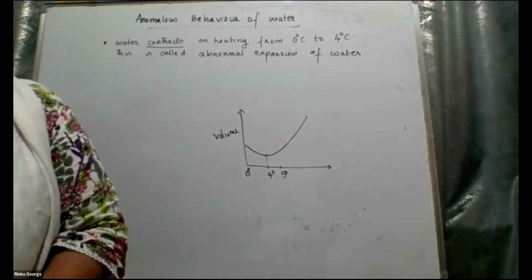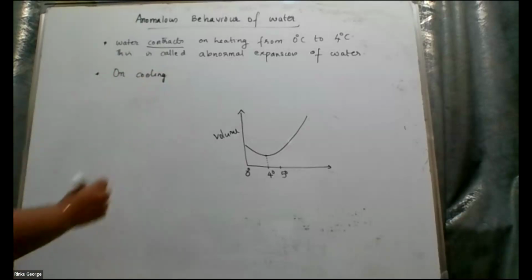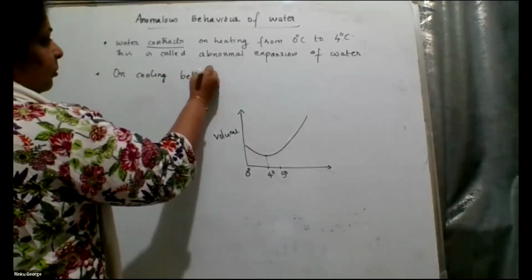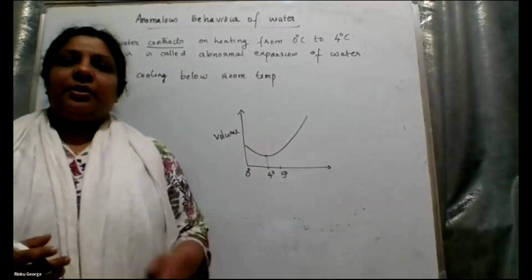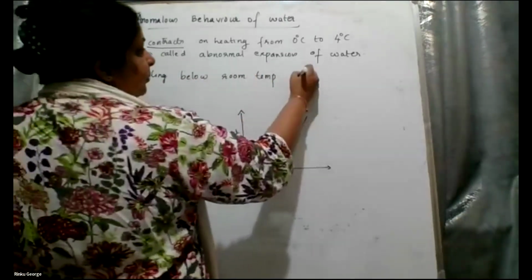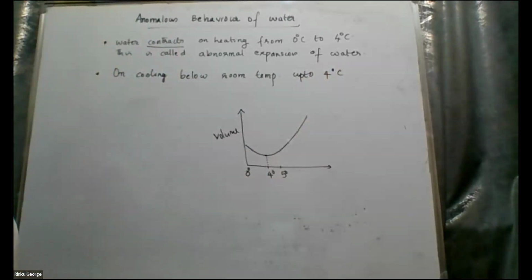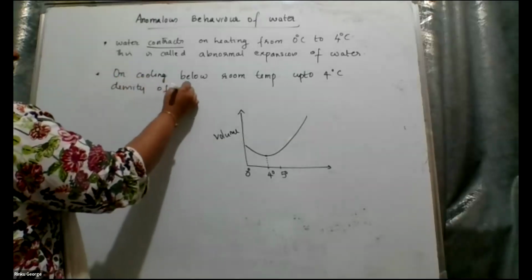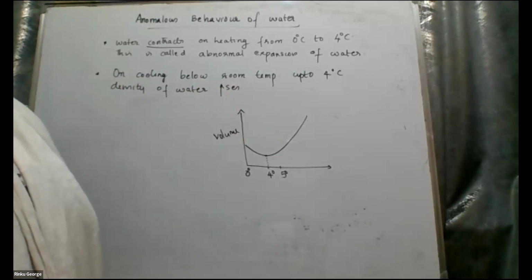On cooling below room temperature, up to 4 degrees Celsius, density of water increases.